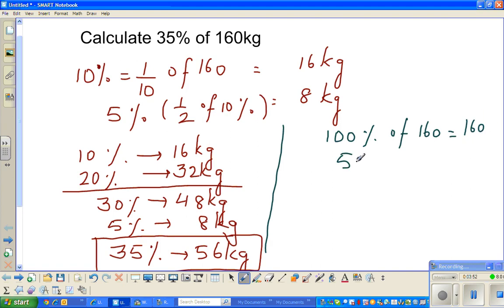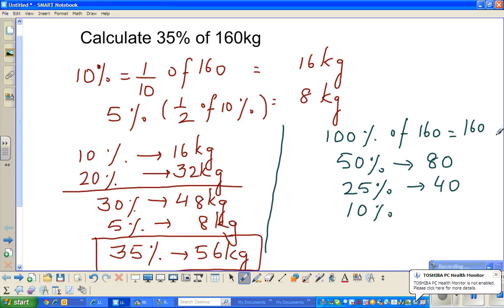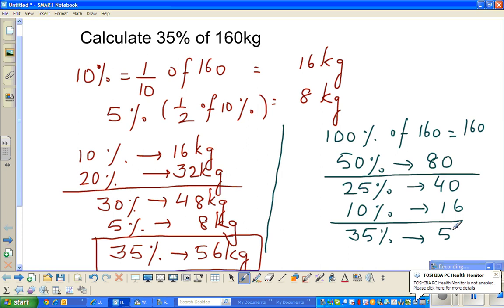So what is 50%? 50% would be half of this, which is 80. So what is 25%? 25% is again half of 50%, which is 40. And 10% is 1/10 of this, which is 16. So if you cross this out, you're looking at this. So 35% is 25% plus 10%, which is 56 kgs. That's the answer. So in both ways we got the same answer.